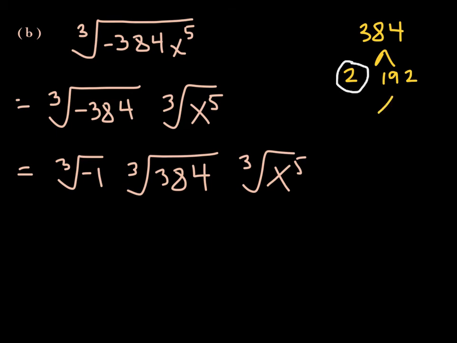And then 192 is again divisible by 2 because 192 is even. 2 goes into 19 9 times, and then 2 goes into 12 6 times. Okay, now 2 again is prime, 96 is not. 96 I know is 8 times 12.